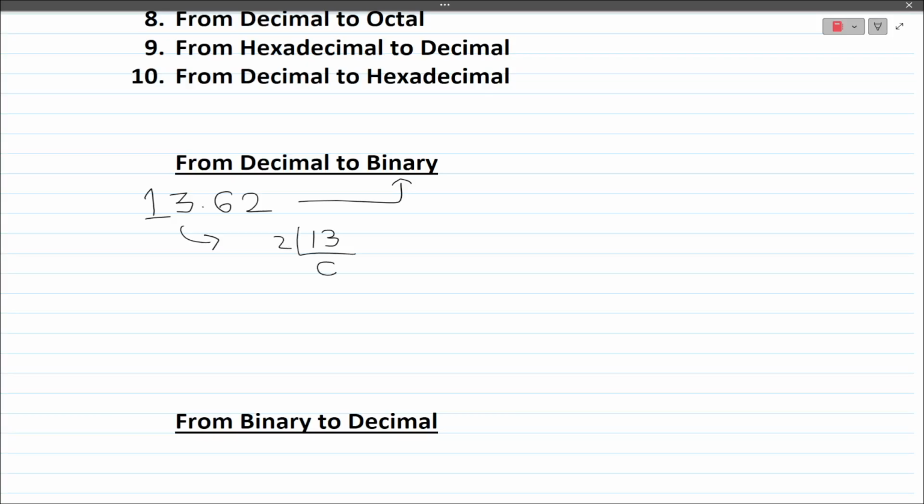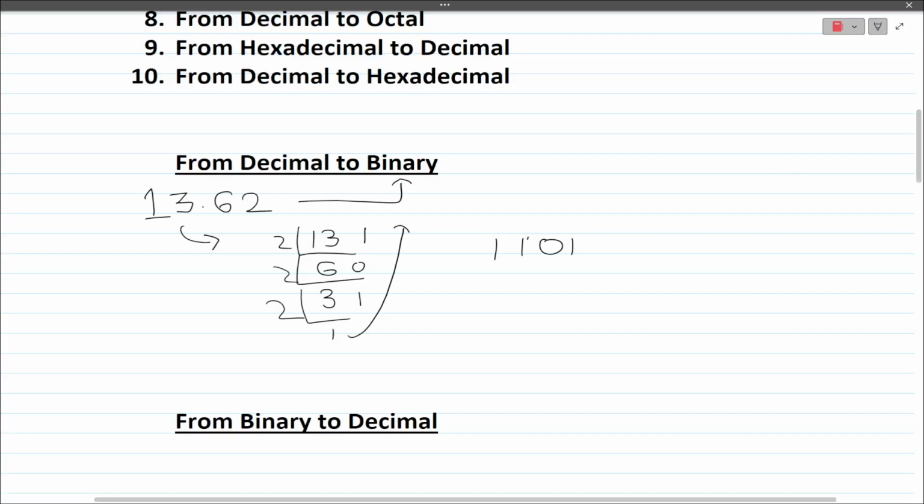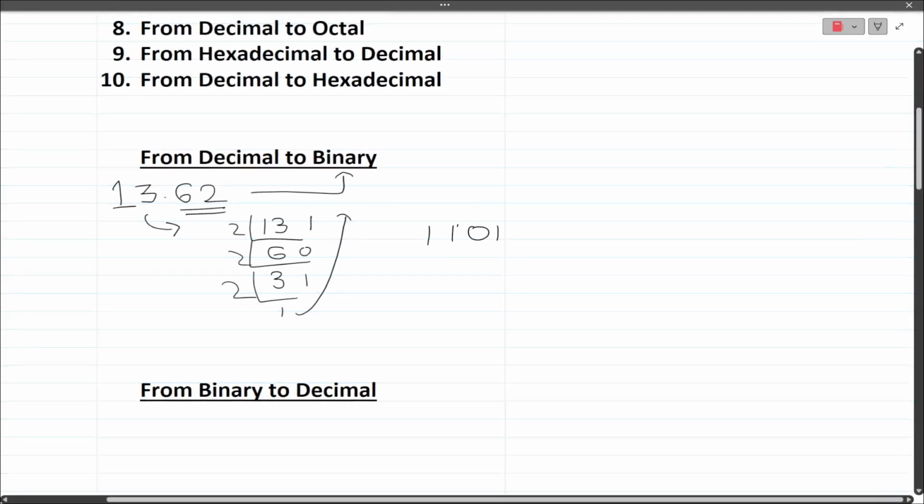I will simply be dividing it. 2 sixes are 12, 2 threes are 6, then 2 ones are 2, remainder is 1. So 1 1 0 1. We already know how to place these numbers. 1 1 0 1 is the placement of the numbers. Now we need to think about this decimal part. Can you see? .62, right? So how to perform this?